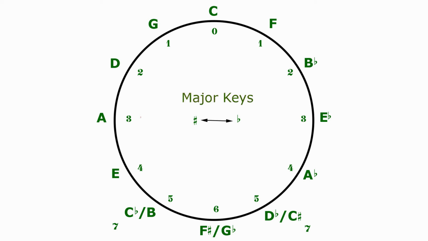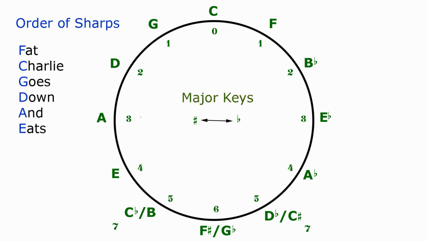The sharps and flats in the key signature always appear in the same order, the order of sharps. Fat Charlie goes down and eats breakfast, or F, C, G, D, A, E, B. When drawn on the grand staff, they appear like this.